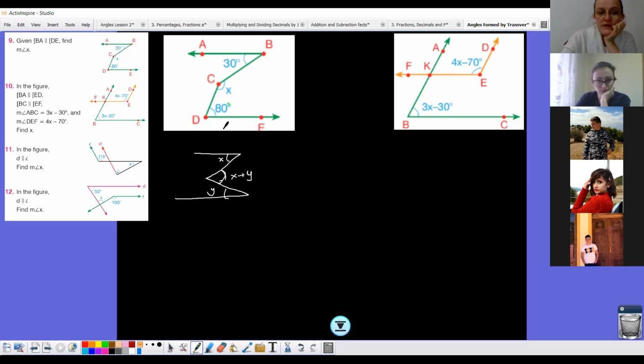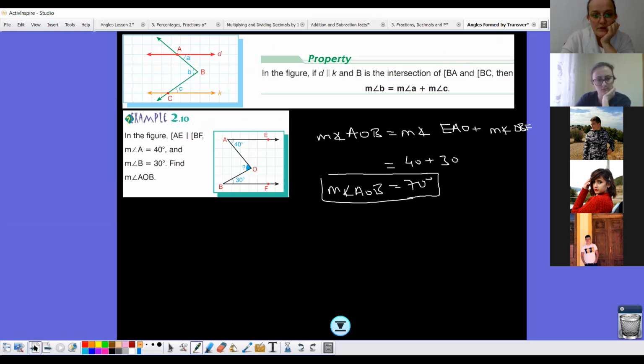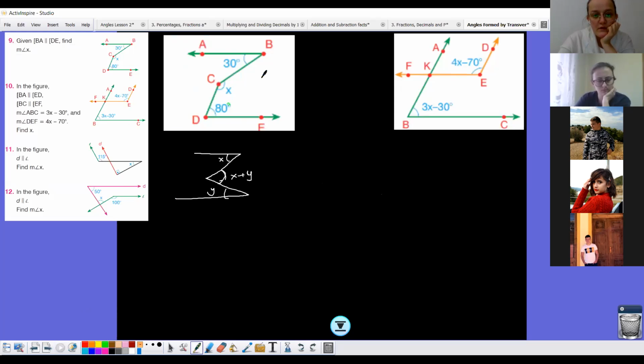Are the 30 and 80 in the same direction? Look, x and y, they are in the same direction. Look here, A and B, they are in the same direction. But here, no, they are not in the same direction. They are opposite. So you cannot use that property directly here, okay?